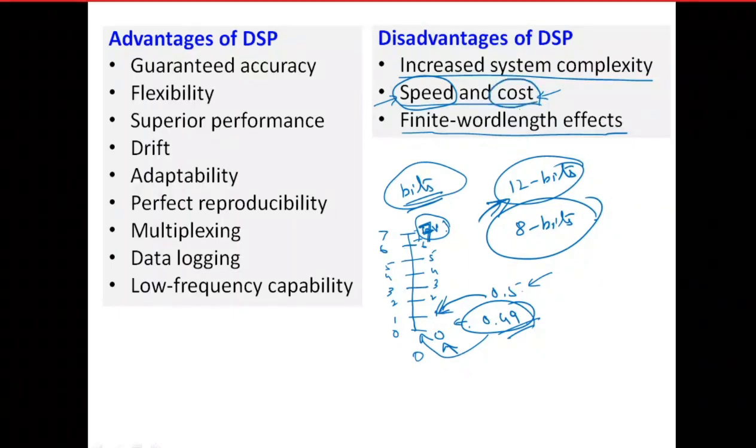So depending upon the cost, if you want a high cost system, that system will have very high speed, and the finite word length effects will be lower. That means the quantization errors during the rounding off process will be very low. Similarly, if you take a low cost system, the speed of the processor will be very low, and there will also be a large finite word length effect. Okay.